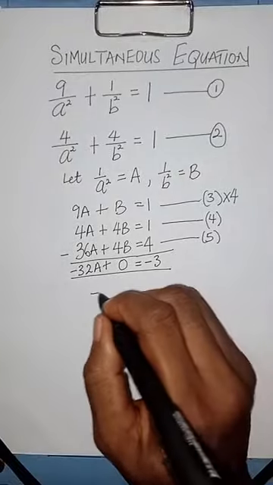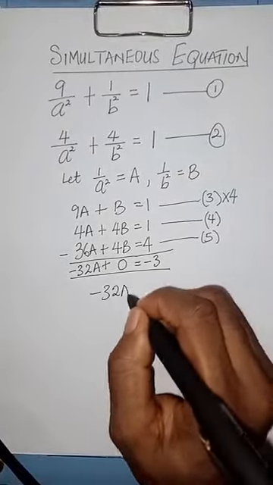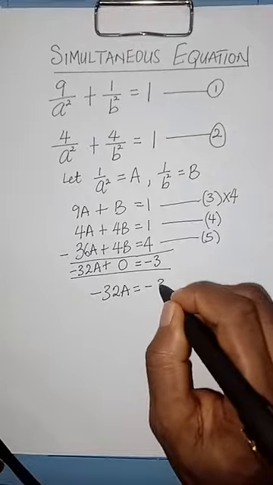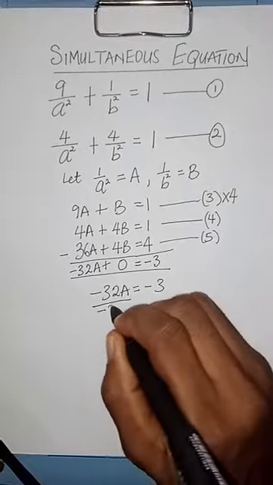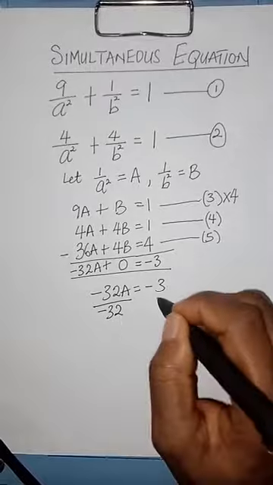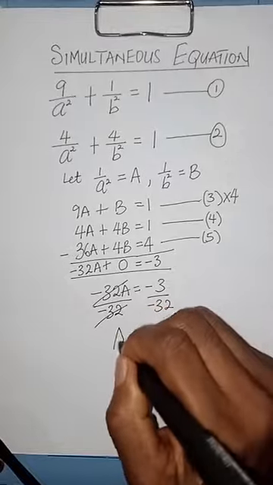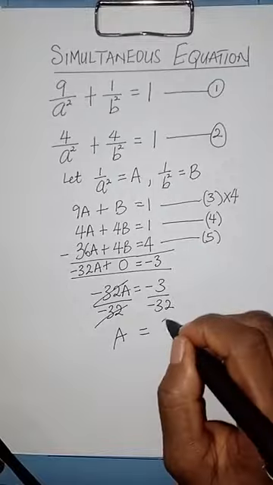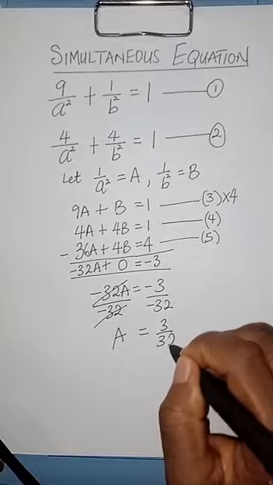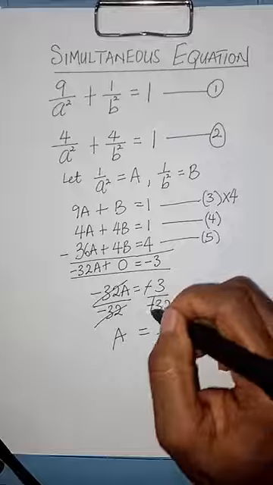So at this point, I'm having minus 32A equal to minus 3. I'll divide both sides by the coefficient of A, minus 32. And then I'm going to have A equal to 3 divided by 32. So the minus will cancel out.